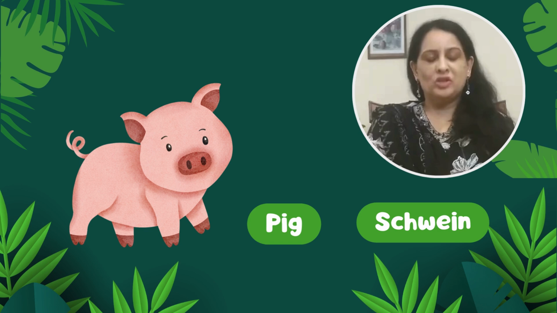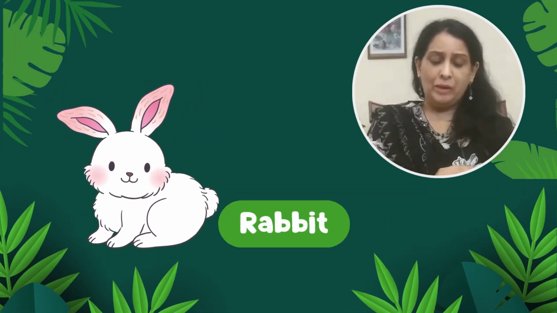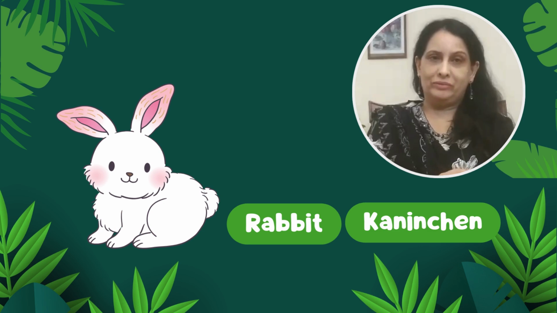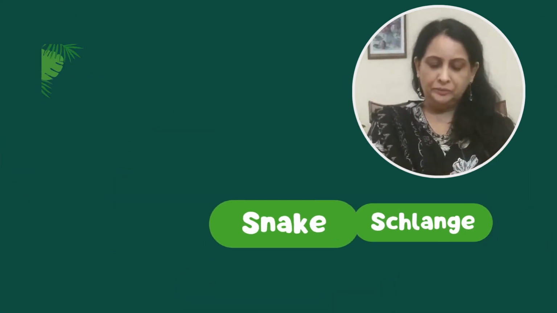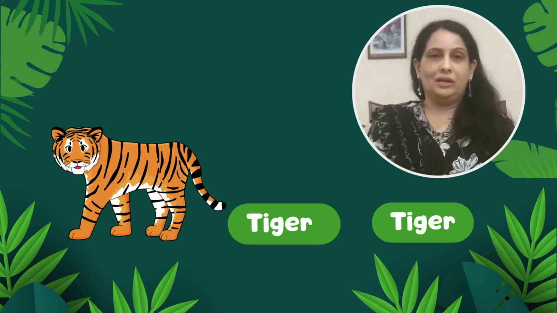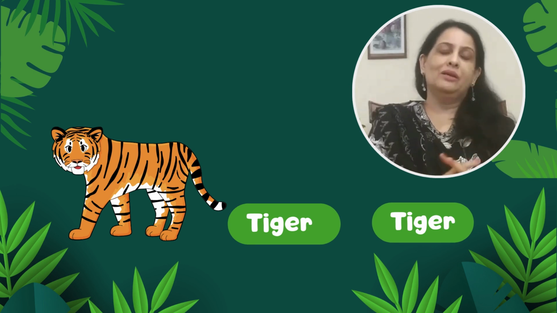Then pig is Schwein. Then rabbit is Kaninchen. Little bit different. Then comes snake. Snake is Schlange. Tiger is Tiger. Again the same thing. The spelling is same but the pronunciation will be different.